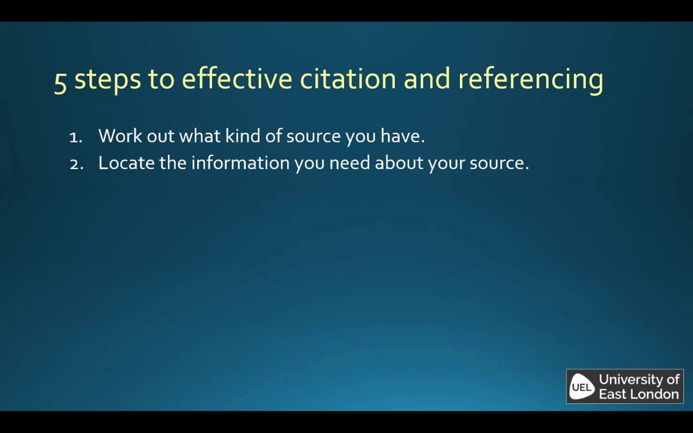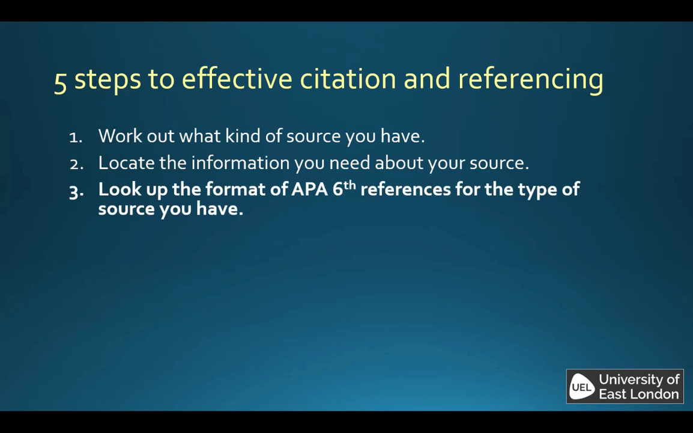Once you have the necessary details, step 3 is to look up the format of APA 6th references for the type of source you have, using the APA blog or any other APA guides you find online or in the library. This will tell you what information you need to include in the reference. Note that sometimes you might need to repeat step 2 after this step if you find you don't yet have all the information you need to write the full reference.